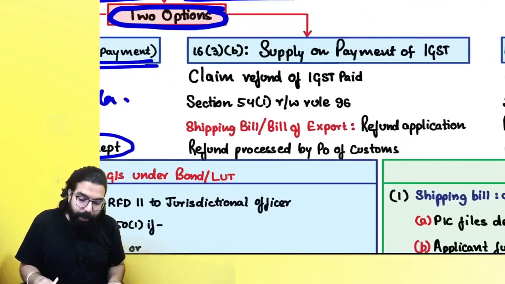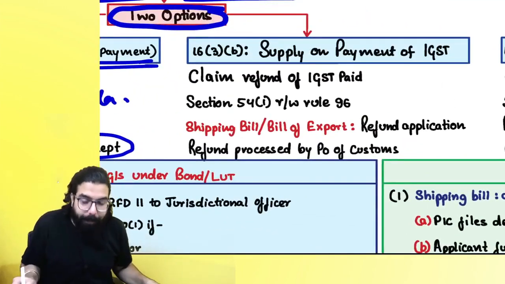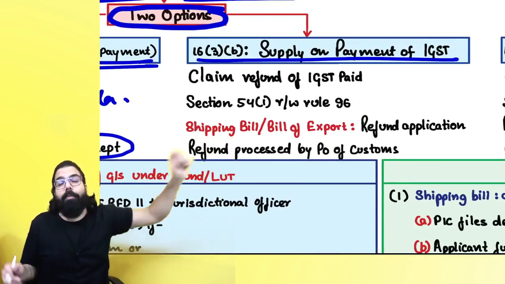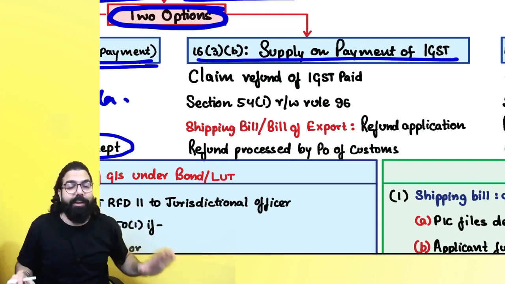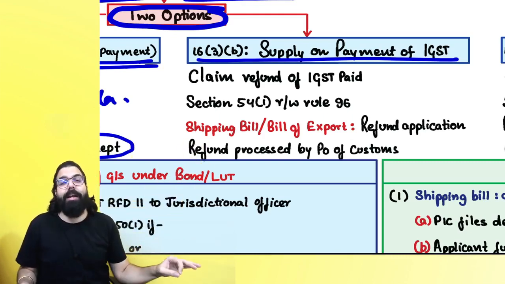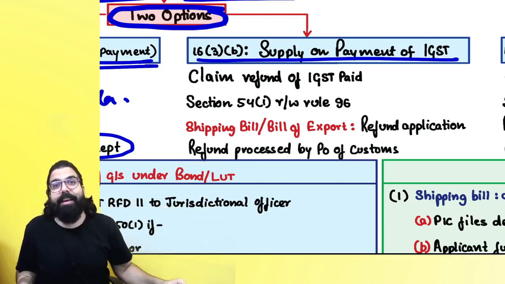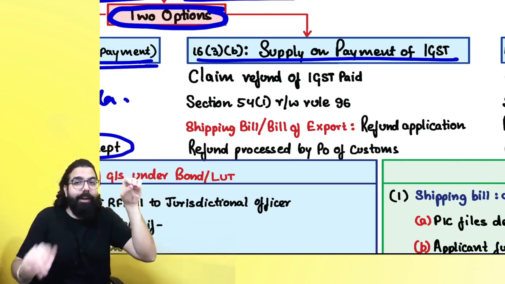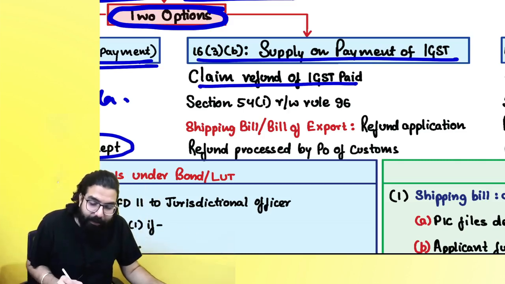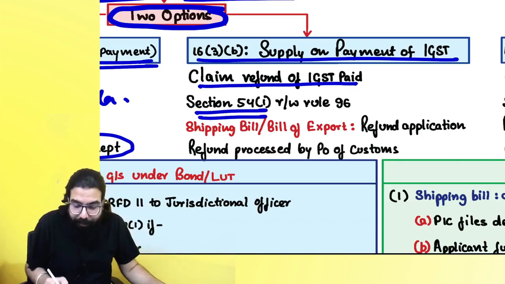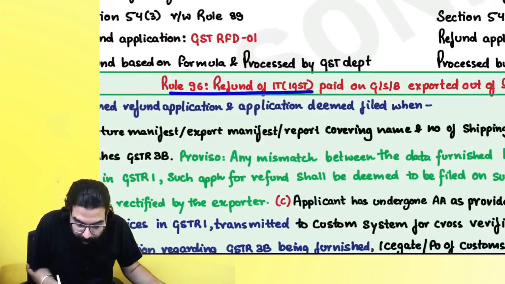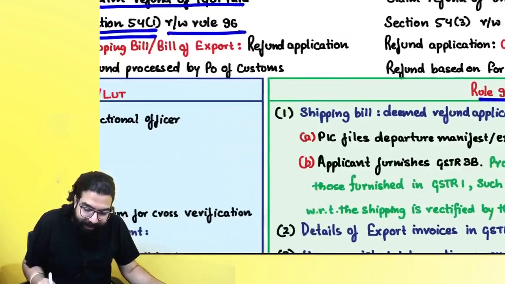Now, if I go ahead and export on payment of IGST, I exported the goods. When I gave an LUT or bond, the ITC refund is given by your GST department. But if I exported the goods and paid IGST, I would already have used ITC for that IGST. Now who gives the refund of this IGST? It says you claim a refund of IGST paid, under section 54(1) read with rule 96. Rule 96 talks about refund of the IGST which is paid.